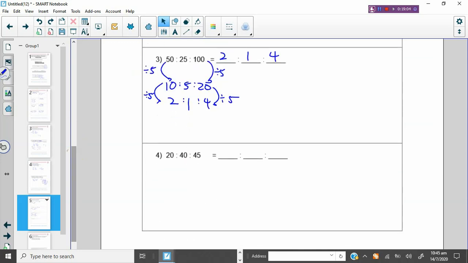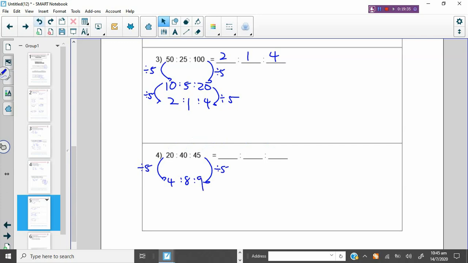Another example. I always draw downwards, so it's easier to see. If you draw the other way, you will find that sometimes it gets a little complicated, a little confusing. So I prefer to draw downwards. Okay, so you divide by 5 and divide by 5. So 20 divided by 5 is 4. 40 divided by 5 will be 8, and 45 divided by 5 will be 9.